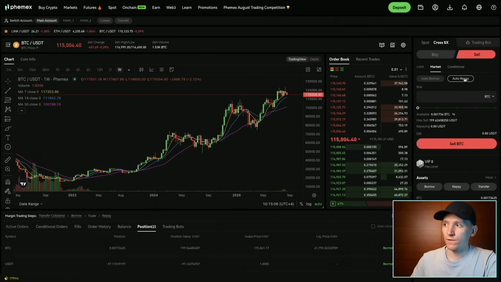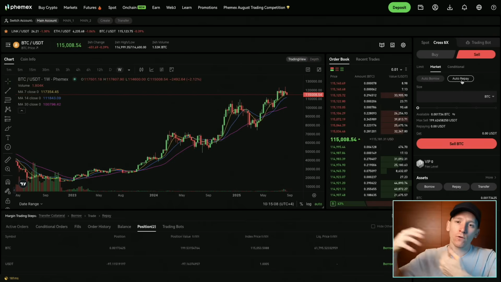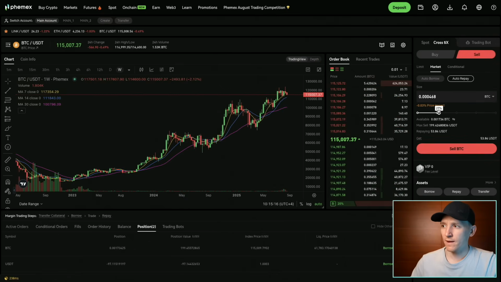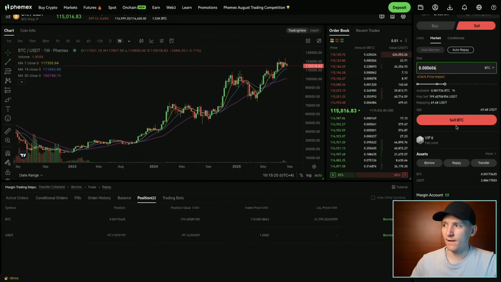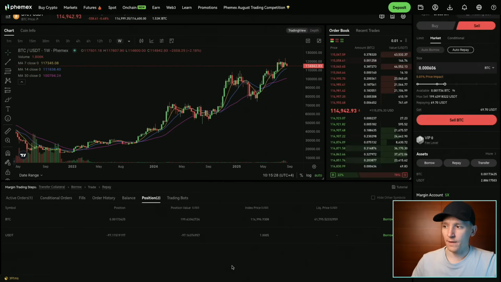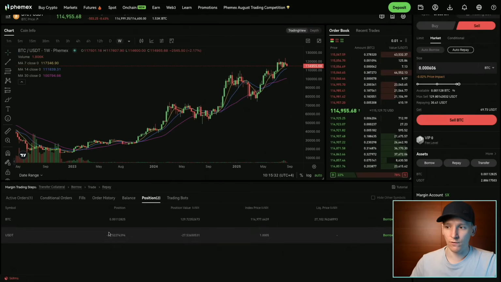Now you can press auto repay here, and that auto repays the loan that we just took to open our position. So I'm going to sell, auto repay, sell an amount of Bitcoin. So let's say this much. And what this is going to do is sell and then pay off some of the loan. So sell BTC like this. You can see it pays off some of the loan. So I press confirm, that will go through, and then that will reduce the amount of USDT that we're on the hook for. You can see that that repays the loan right here.